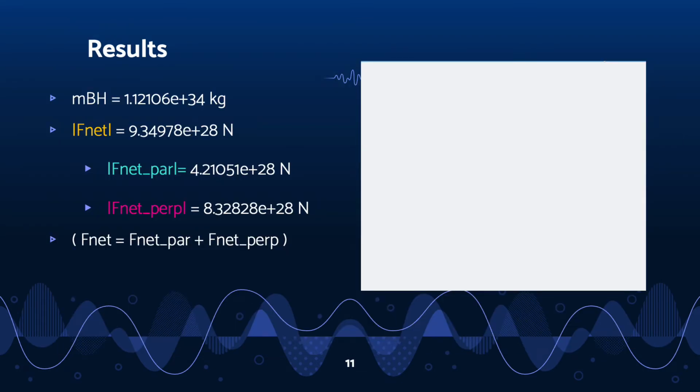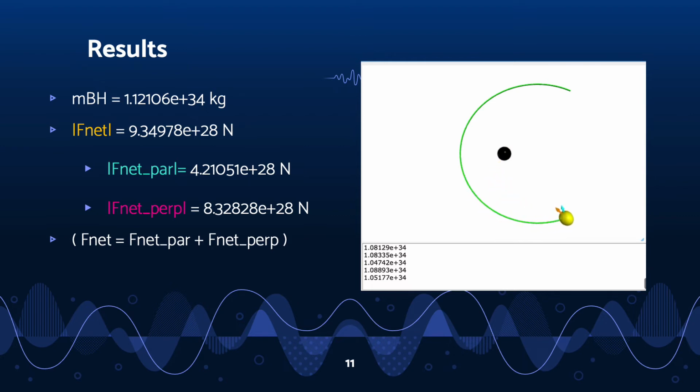When I ran the code, these were my results, and here's what the computational model looked like. As you can see here, the pink is always moving towards the center of the orbit, and blue is always pointing in the direction of momentum. So the arrow grows larger because that's where the greatest amount of gravitational force is, and the arrow shrinks as they move farther away from the black hole.